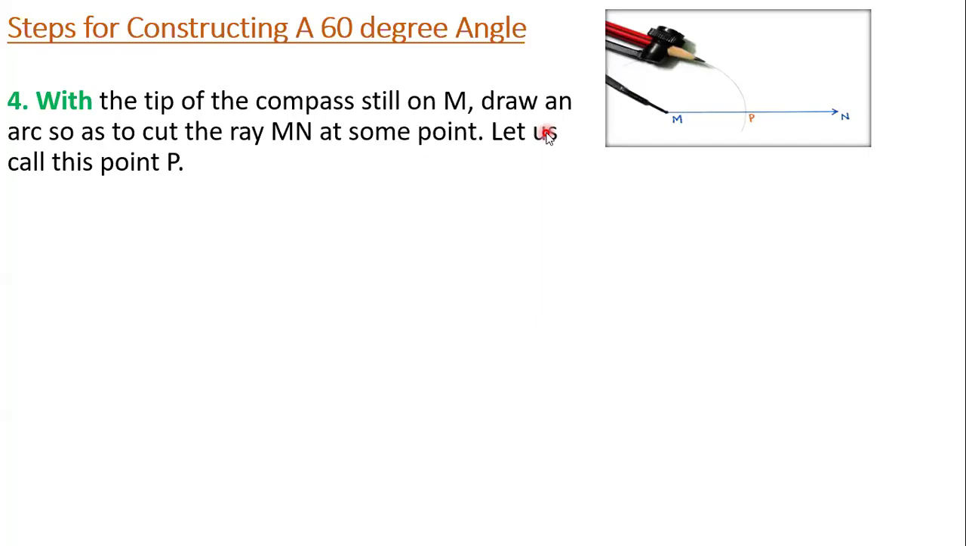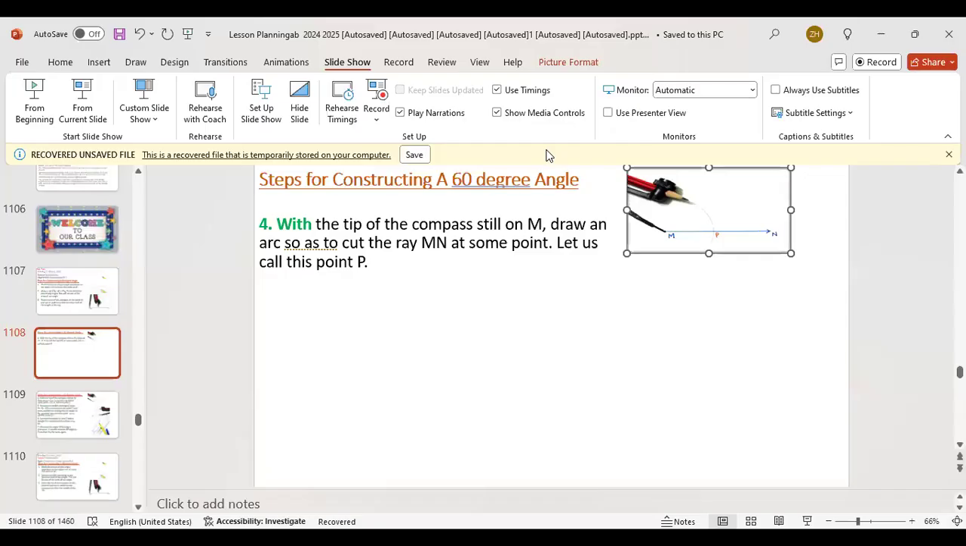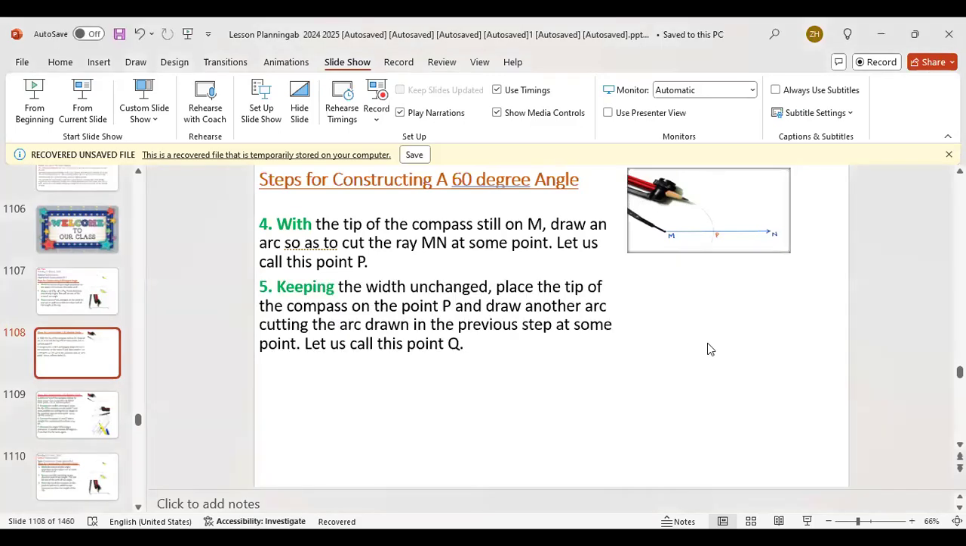So let's go on to the fifth point. For the fifth point, we're going to keep the compass unchanged. We're not going to change the width of the compass.